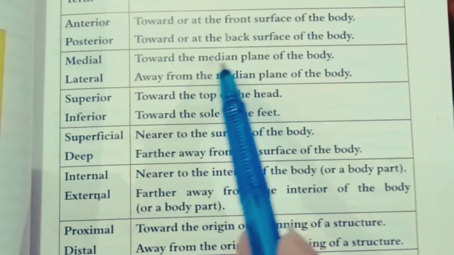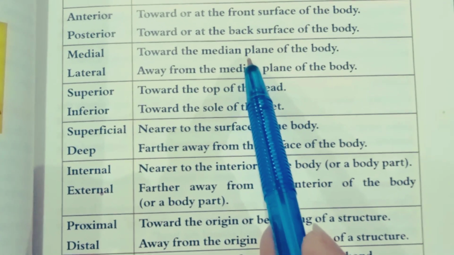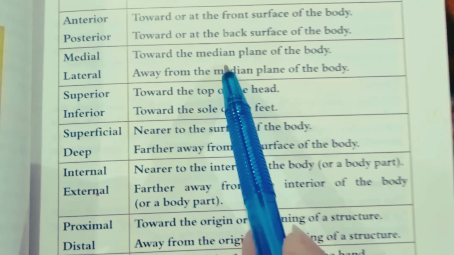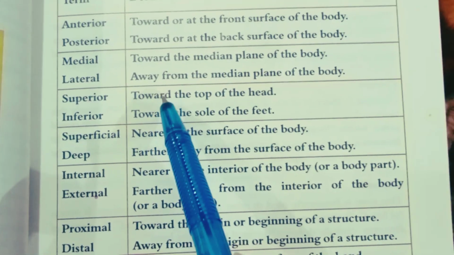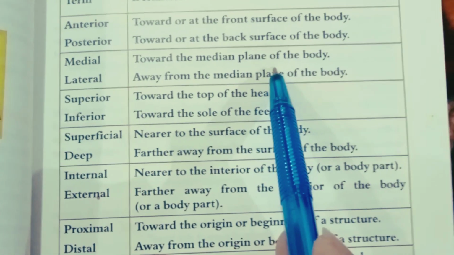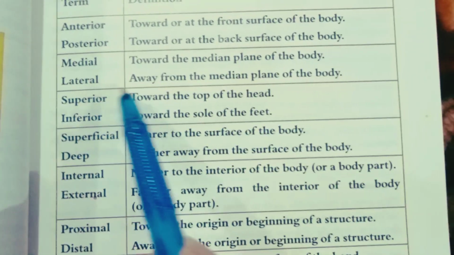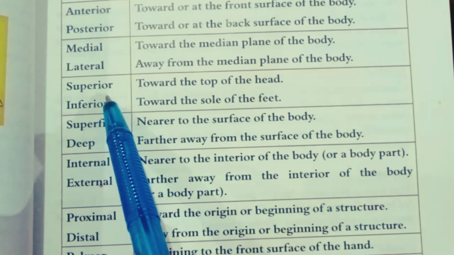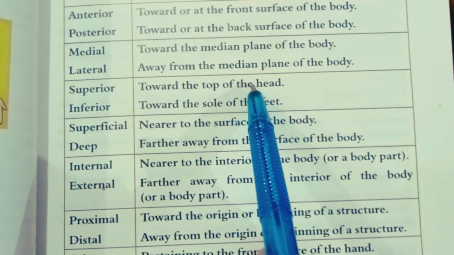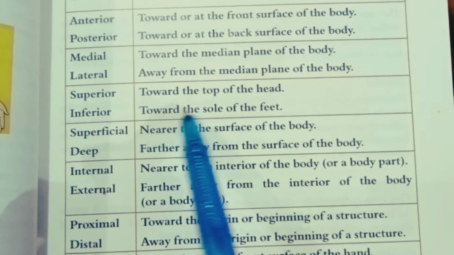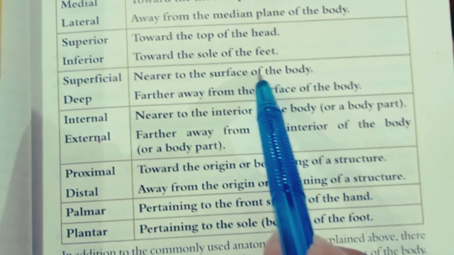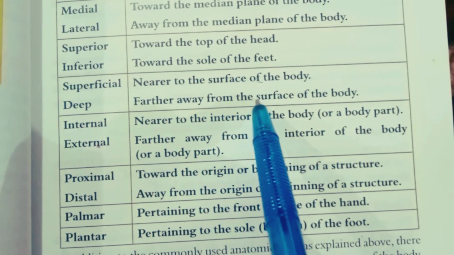As we know that median plane is a vertical plane that divides body into right and left equal parts. So any body part that is toward the median plane toward the center is called medial, and away from the median plane is called the lateral. Superior and inferior: superior toward the top of the head and inferior toward the sole of the feet. Superficial nearer to the surface of the body and deep farther away from the surface of the body.